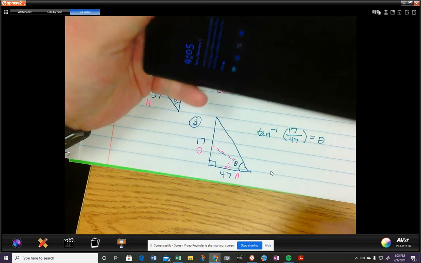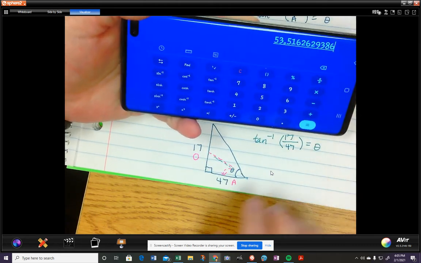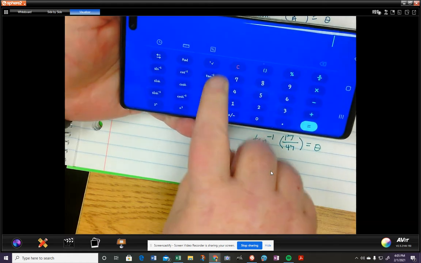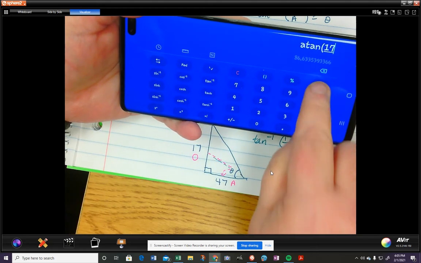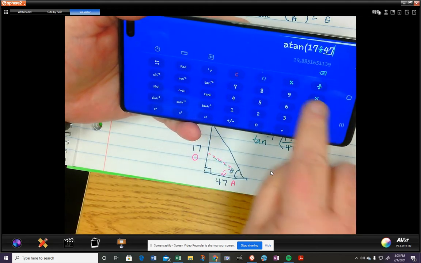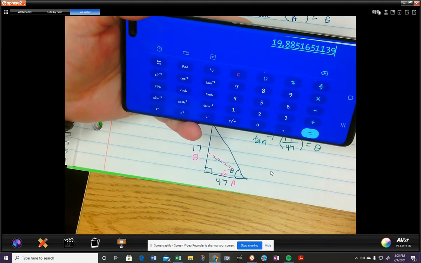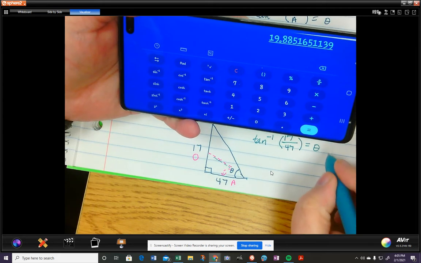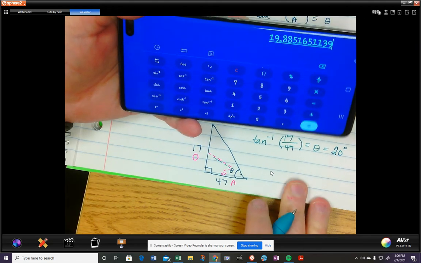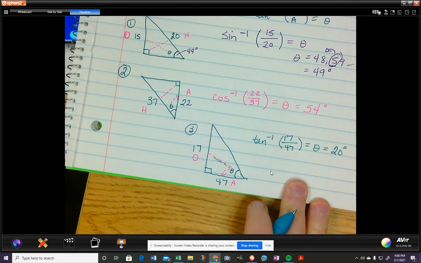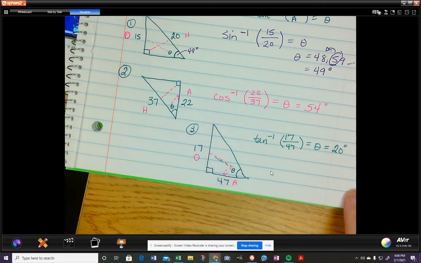Get your favorite calculator out. And clear what's in there. We're going to do tangent -1, 17 divided by 47, close parentheses, equals. I get 19.88. So I'm going to round it to 20 degrees. Sounds about right, doesn't it? If this is 47 inches long, then this would be a tiny, tiny angle, wouldn't it?